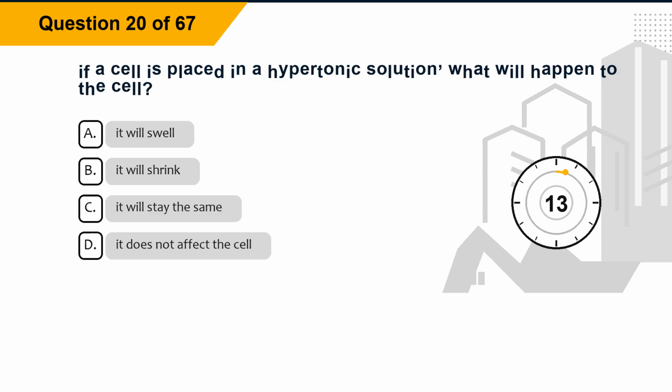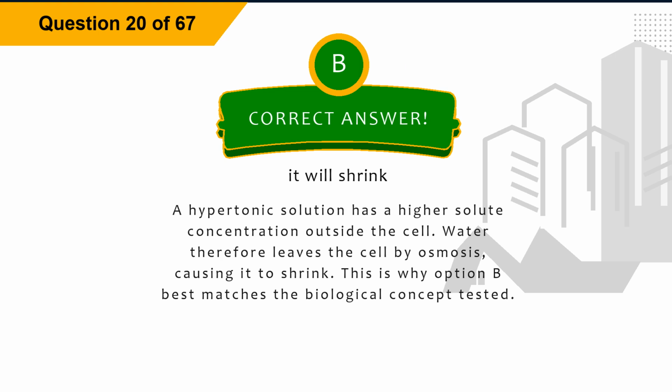Question 20. If a cell is placed in a hypertonic solution, what will happen to the cell? Option A, it will swell. Option B, it will shrink. Option C, it will stay the same. Option D, it does not affect the cell. The correct answer is option B, it will shrink.